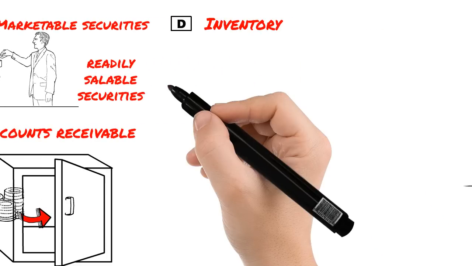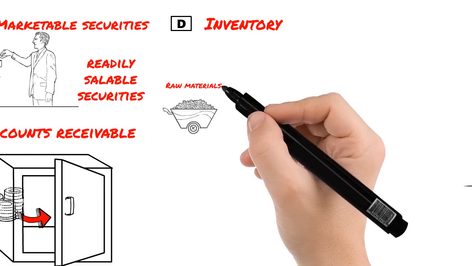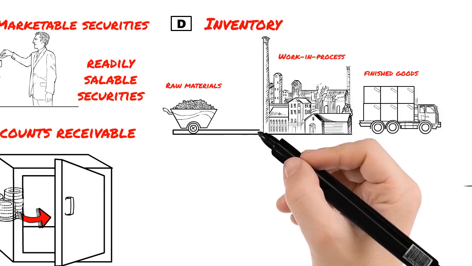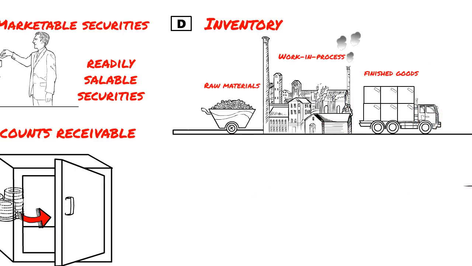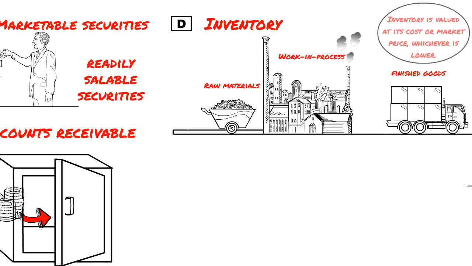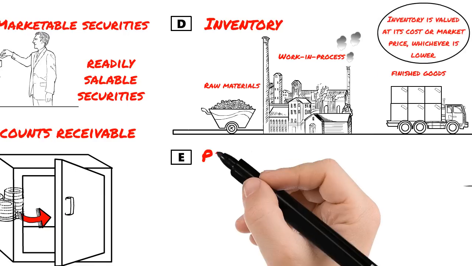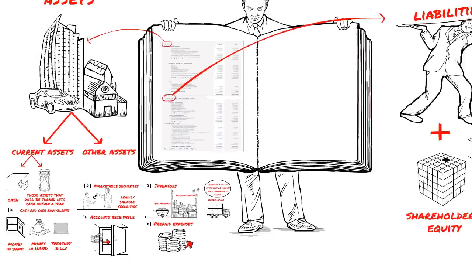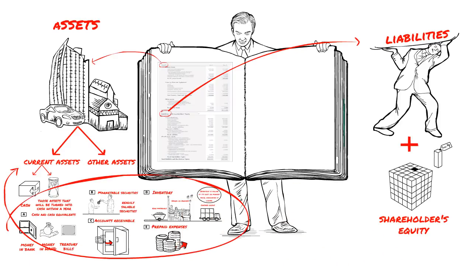Inventory. Inventory usually consists of raw materials, work in process or partially completed goods, and finished goods. Inventory is valued at its cost or market price, whichever is lower. Prepaid expenses: those payments for which the company has not yet received benefits, but for which it will receive benefits within a year. All these heads sum up to total current assets.